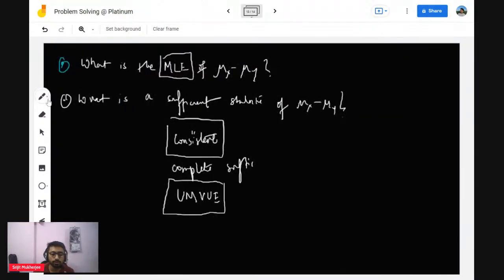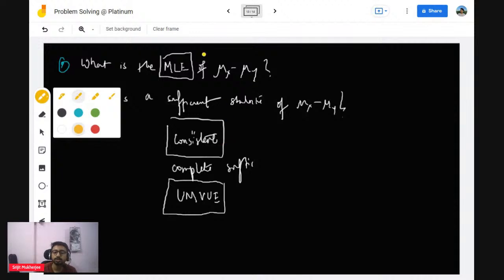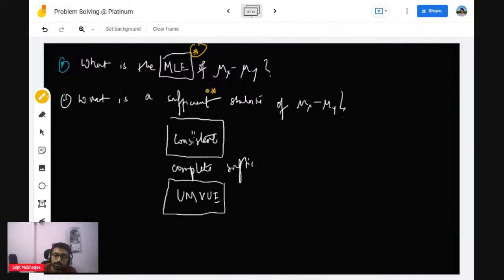Understand this very carefully. Consistency doesn't require a distribution assumption. MLE requires a distribution assumption. Sufficiency requires a distribution assumption. Completeness may not need a distribution assumption because it's an expectation. For the UMVU, you need to know a complete sufficient statistic, and for that you need to know the distribution in some sense. For consistency, not.